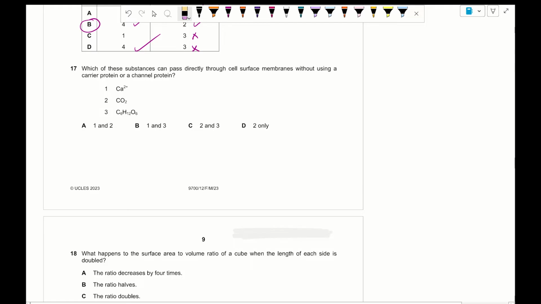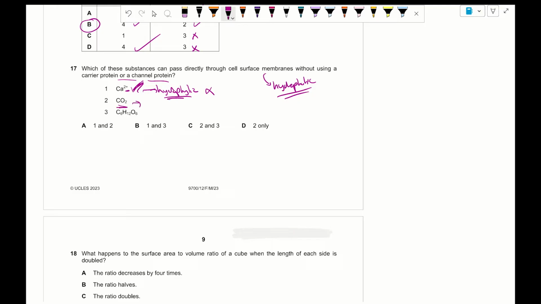Question number 17. Which of these substances can pass directly through cell surface membranes without using a carrier protein or a channel protein? So, for a substance to be able to pass through a cell surface membrane, it must be hydrophobic, aka not water soluble. So let's see the suggestions that we have here. We know that calcium ions must be hydrophilic because it's an ion, it's charged. Therefore, this is incorrect. For 2, it is carbon dioxide.